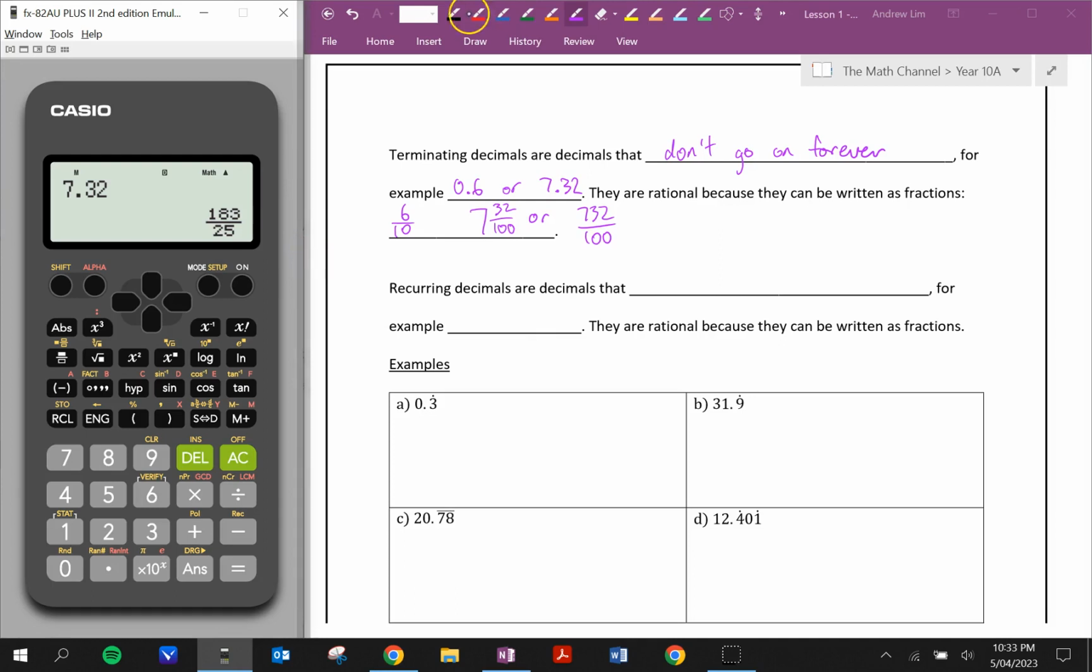Recurring decimals. Recurring decimals are decimals that go on forever.